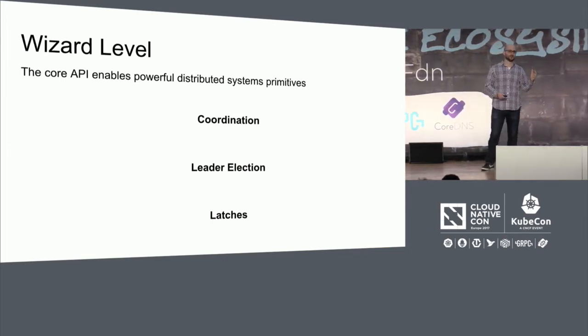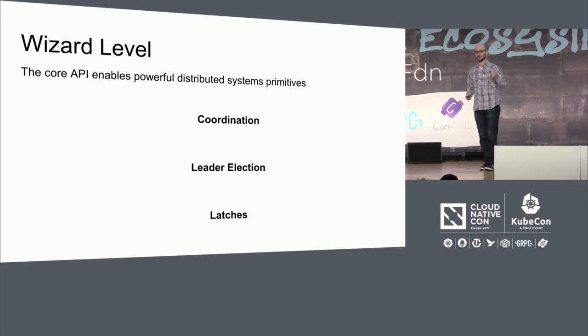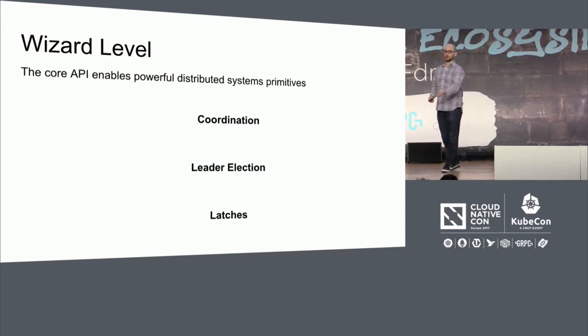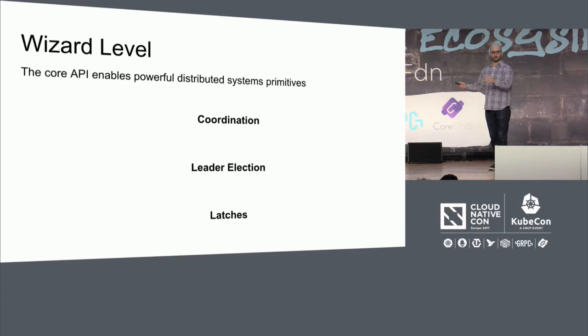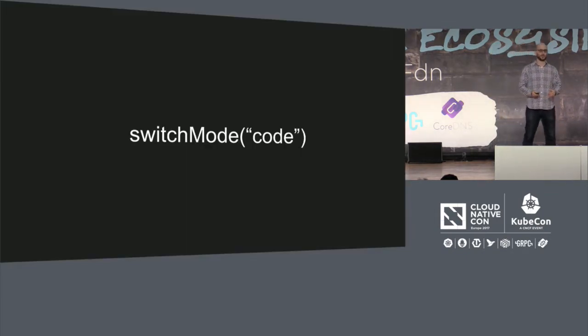Distributed latch. That's, again, sort of like coordination. That's waiting for someone else to finish work elsewhere in the cluster, and then you continue your work. Okay? Just some of the use cases for going in and starting to look at the client Go library, the Go SDK. Let's go into code mode now.